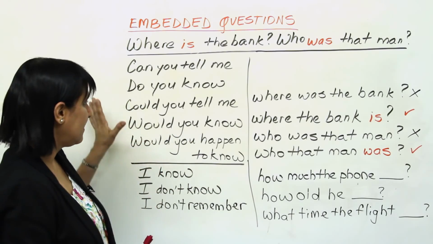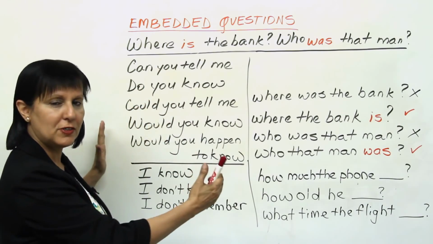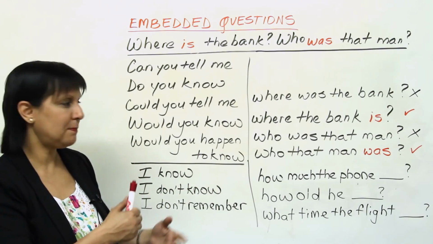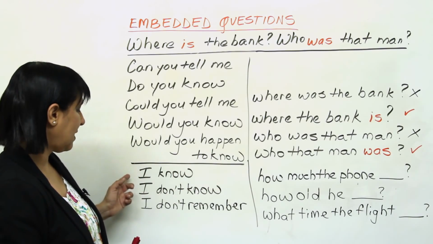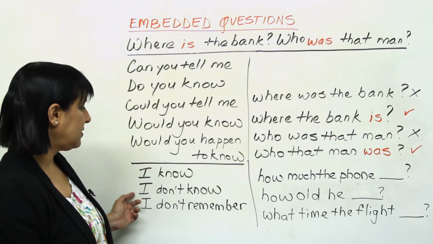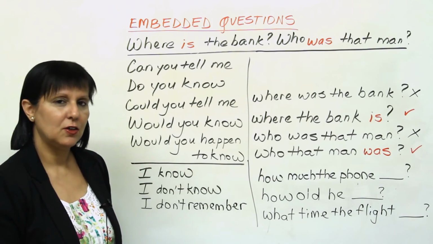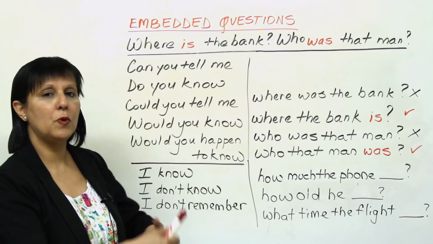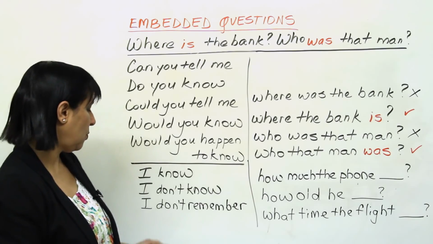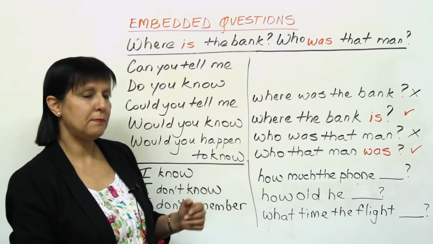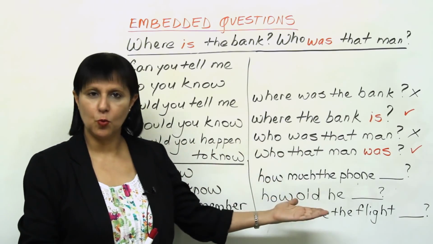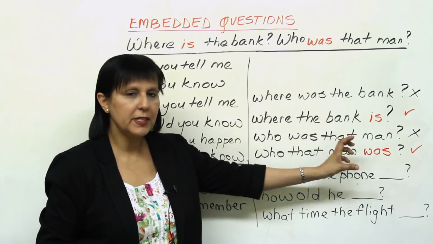Now, one point, this happens not only when we add question tags like this, okay, but also in sentences. An embedded question can be in a sentence. For example, you could say, I know where the bank is. Or, I don't know where the bank is. We do not say, I don't know where is the bank. We say, I don't know where the bank is. Or, I don't remember who that man was. Okay? Or, would you know who that man was? You see what's happening? The order is changing.